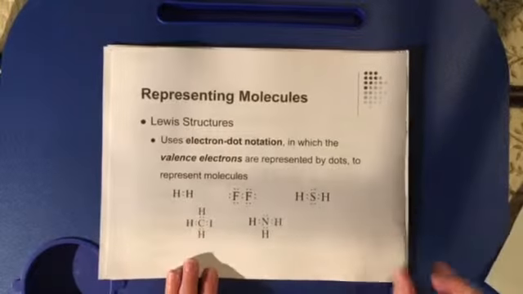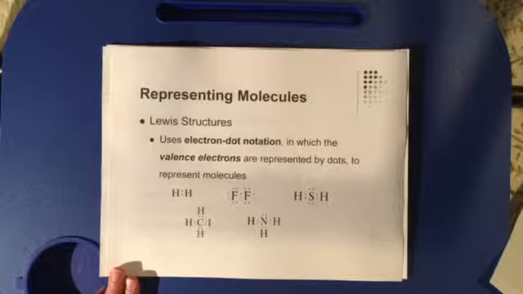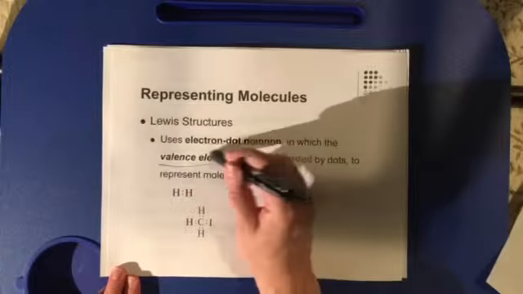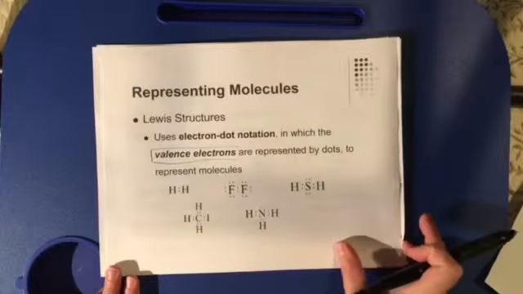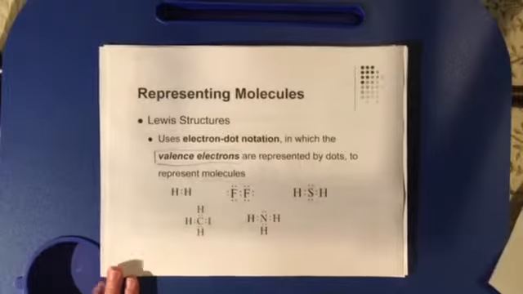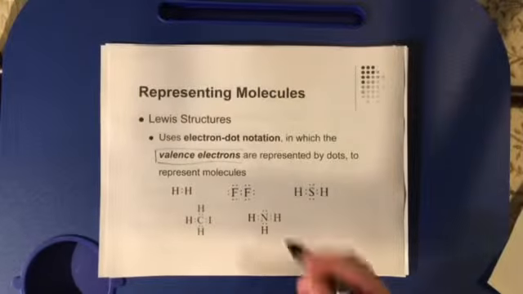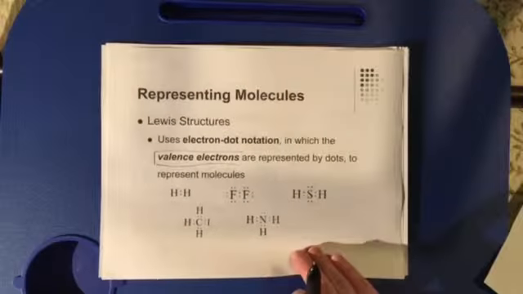So the way we represent molecules is by something called Lewis structures. And all we're doing here is we're using electron dot notation to represent valence electrons. So the valence electrons, these are the outer shell electrons. And we're going to use dots to represent it. And then we're going to use dots in the center of the 2 elements to represent bonds, where 2 electrons represent a chemical bond.